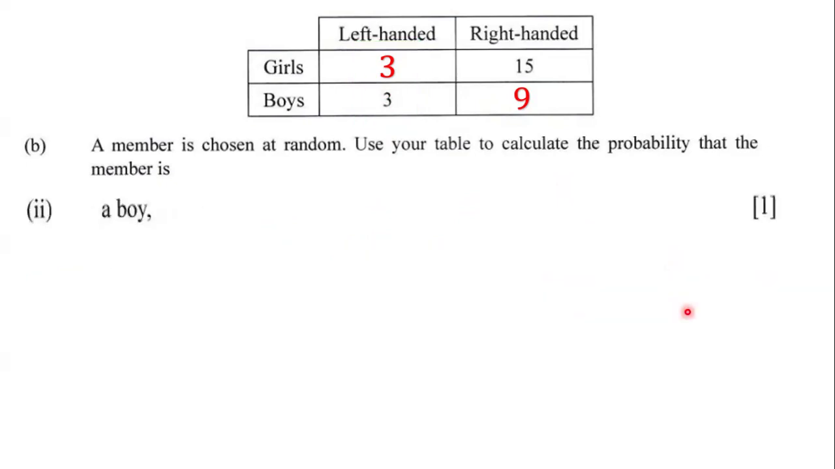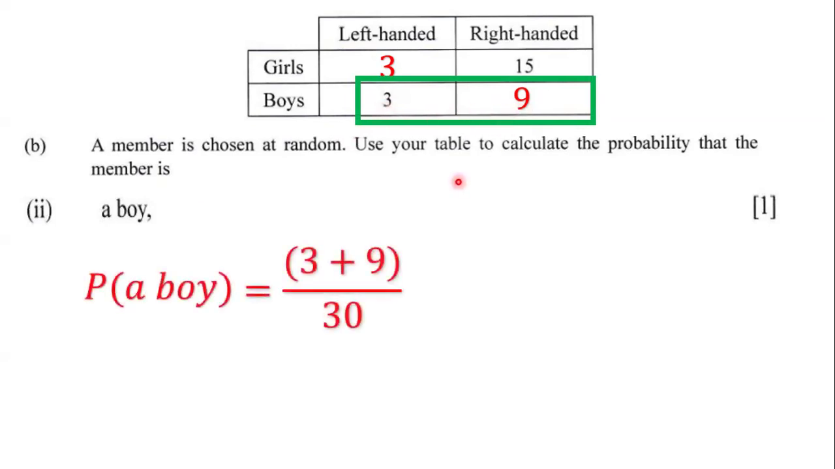Next, we have to figure out the probability that the member is a boy. Now, how many boys do we have? We have 3 plus 9, or 12 boys. So it's going to be 3 plus 9 all over 30. And so that's going to be 12 over 30. So the probability that the member chosen is a boy is 12 over 30.